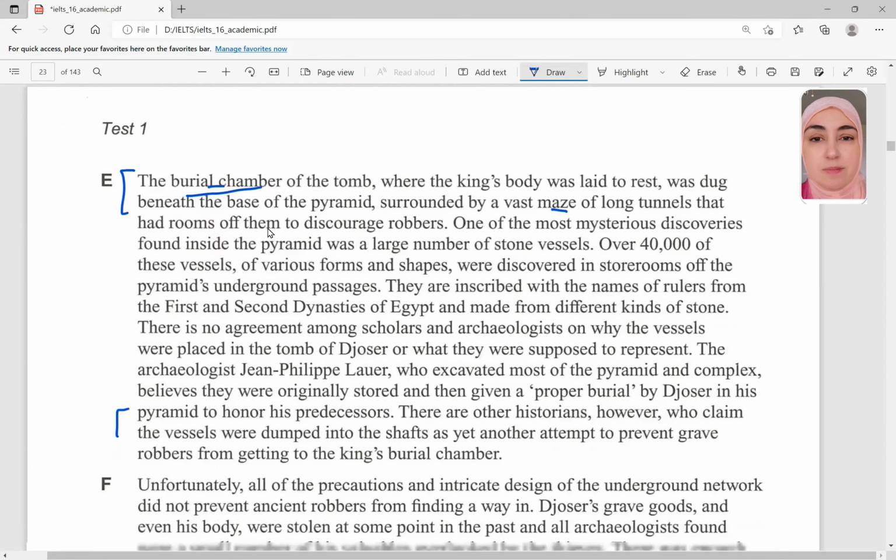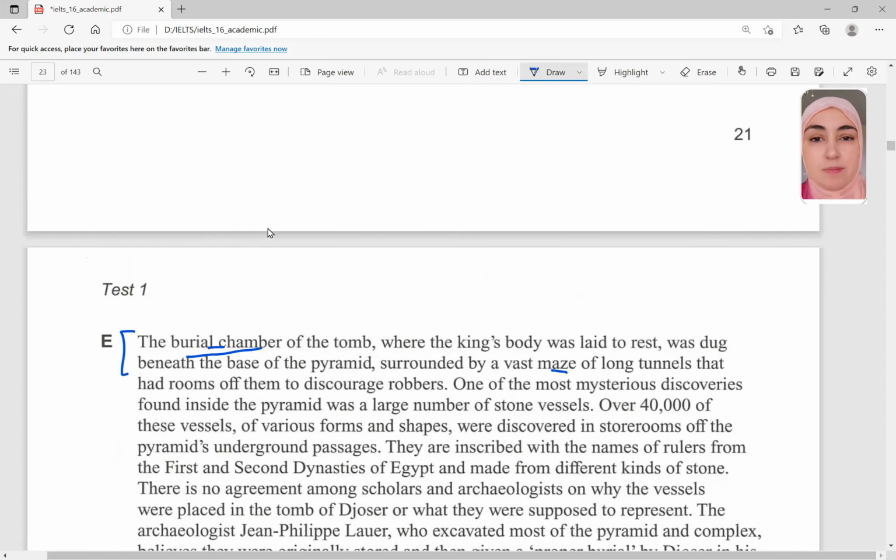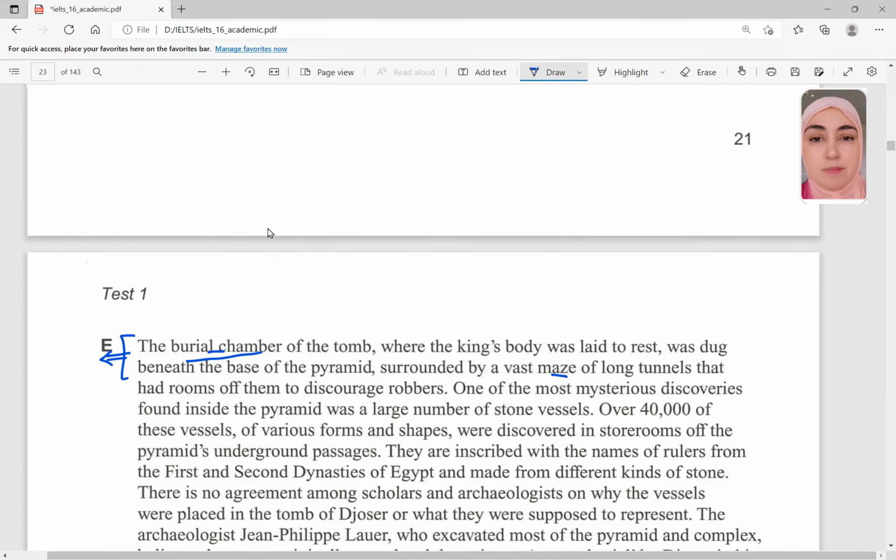If I go down to the last part as well, this is where the sentence starts. There are other historians, however, who claim the vessels were dumped into the shafts as yet another attempt to prevent grave robbers from getting to the king's burial chamber. This looks like a detail to me. This one looks like a main idea. So probably I'm going to find the main idea here.